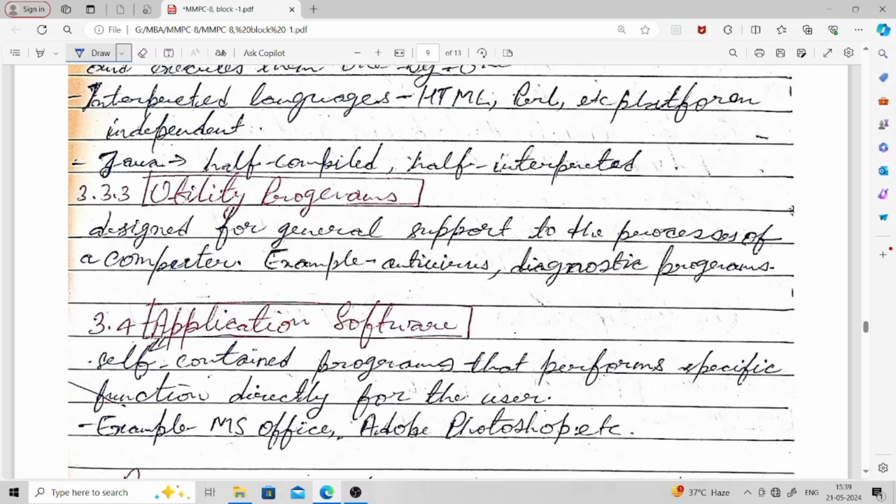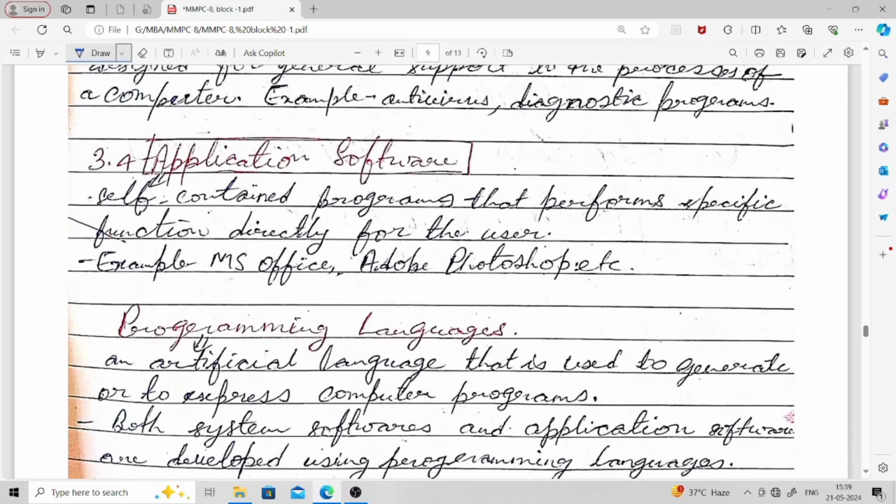Then the second kind of software is application software. First, system software is done, and under system software we learned about the operating system, utility programs, and translators. Now next we move on to application software. What are application software? Self-contained programs that perform a specific function directly for the user. It means this is for a particular purpose. It is a self-contained program that is used for a specific function directly for the user.